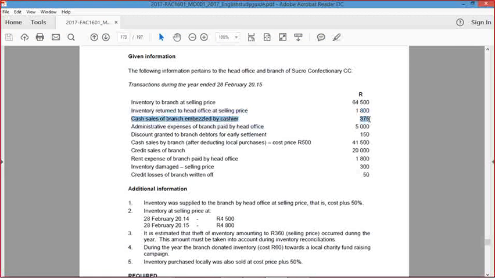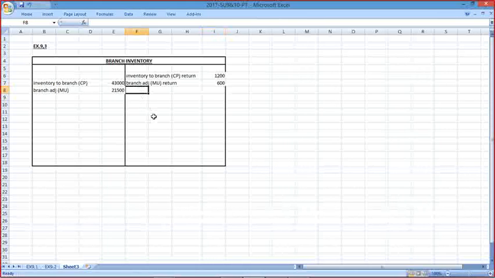Next is cash sales of bronze embezzled by a cashier. If it's an embezzlement, what does that mean? It's theft. To embezzle money is to steal. So that means theft. Where will I put that? It'll be an expense. Yes, branch expense will be affected because this relates to the cash that you would have sold at the branch. But you just have to reduce the stock. You do record it against the stock because the branch inventory shows the buying and selling of goods. So cash stolen, branch expenses. 375, that was the theft. Good, next.